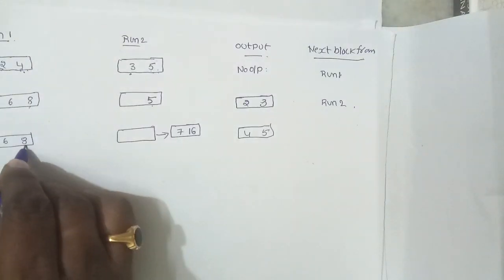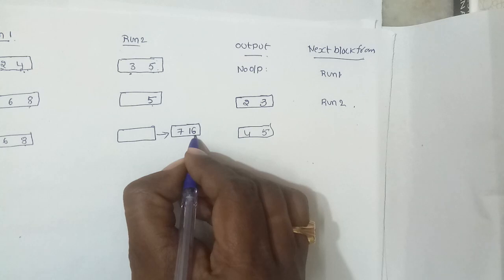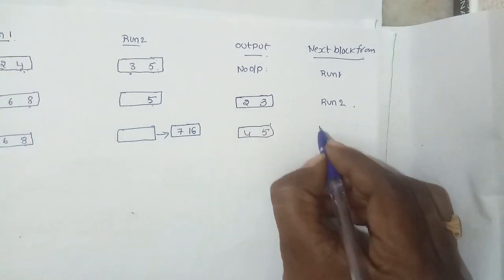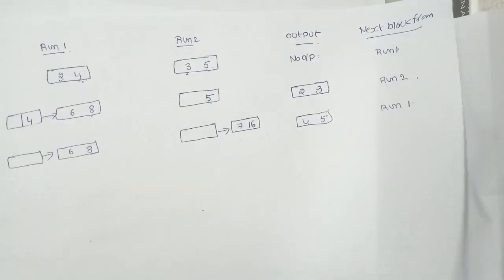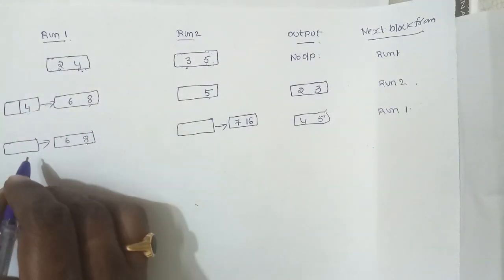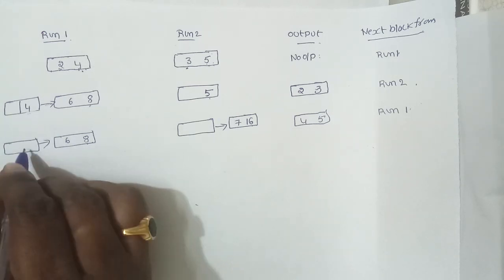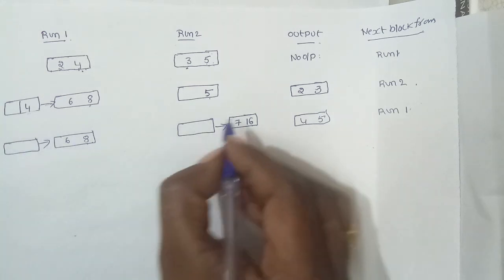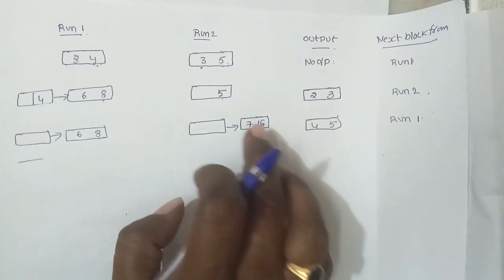Next, what is the minimum value? The last read value from run 1 is 8, and the last read value from run 2 is 16. So read from run 1. Okay. So I am reading from run 1. How to read? Simply we are maintaining a linked queue. This is empty. Perform the merge operation between 6 and 7.